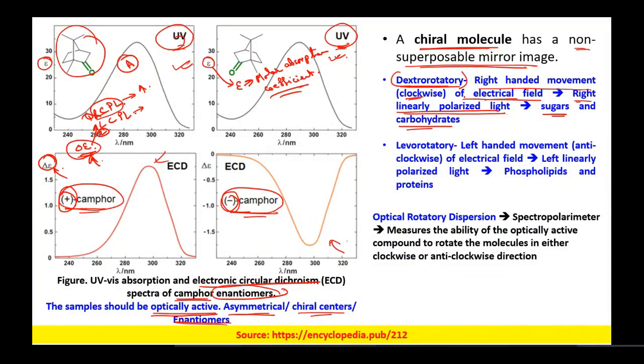On the contrary, levorotatory compounds move the polarized light in the left-handed way. That means in an anti-clockwise manner, and they lead to the generation of the left linearly polarized light. Usually these are shown by the phospholipids and the proteins. Okay.